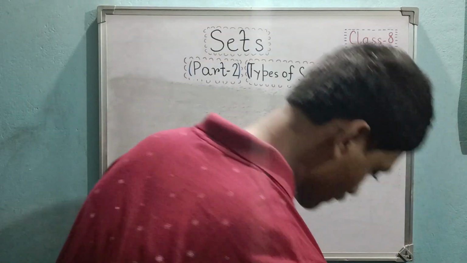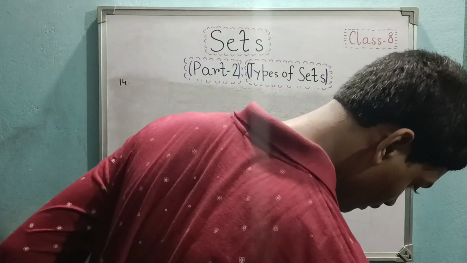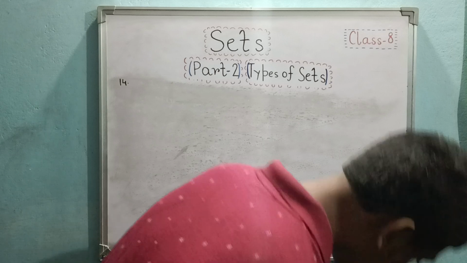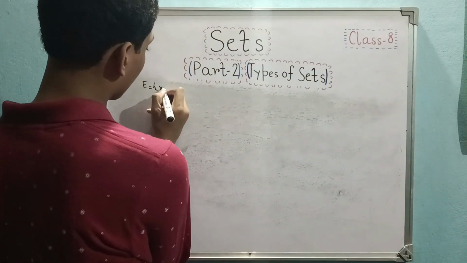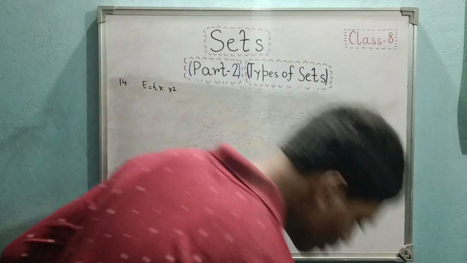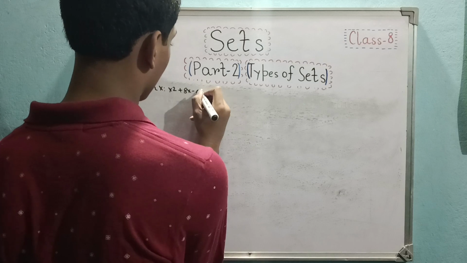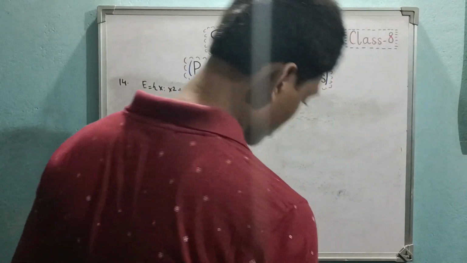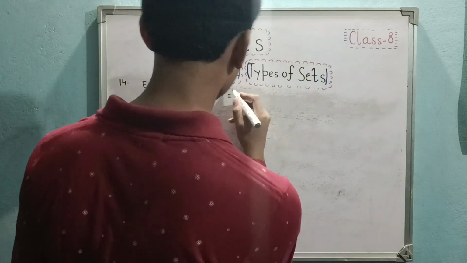So now, question 14. We are almost towards the end. I've learned all the types of sets actually. Few more sums. I have here again two sets. I have E equal to {x such that x square plus 8x minus 9 equal to 0}. And I have F equal to {1, minus 9}.